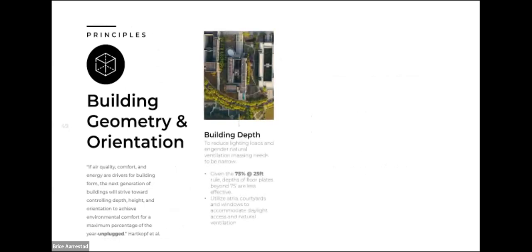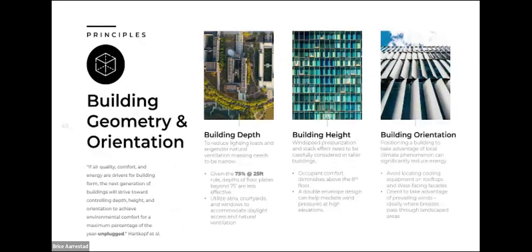So starting with building geometry and orientation. If you're looking at using natural and passive aspects of design in order to reduce your energy loads, we're likely going to have a lot skinnier buildings. If we look at that 75-25 rule, we're looking at depths of floor plates beyond 75 feet being less effective, especially as we're trying to get natural ventilation and natural lighting into those spaces. Beyond that, you can use atria and courtyards to accommodate that daylight access and natural ventilation. Building height, as wind speed and pressurization stack effect need to be carefully considered in taller buildings. You also need to look at occupant comfort, knowing it may diminish above the 8th floor.